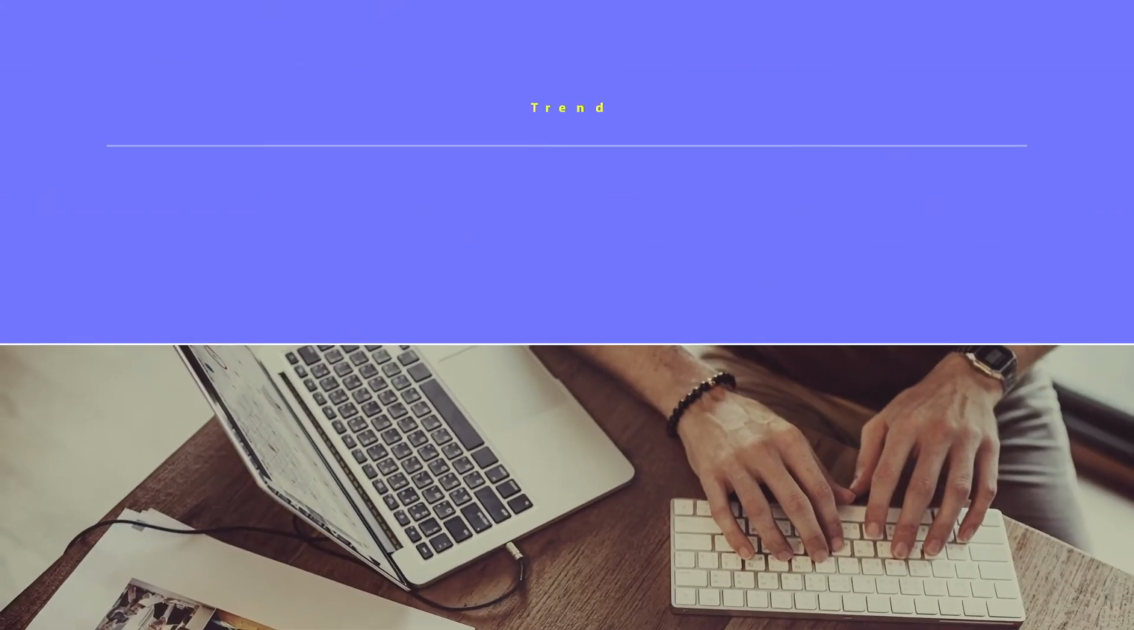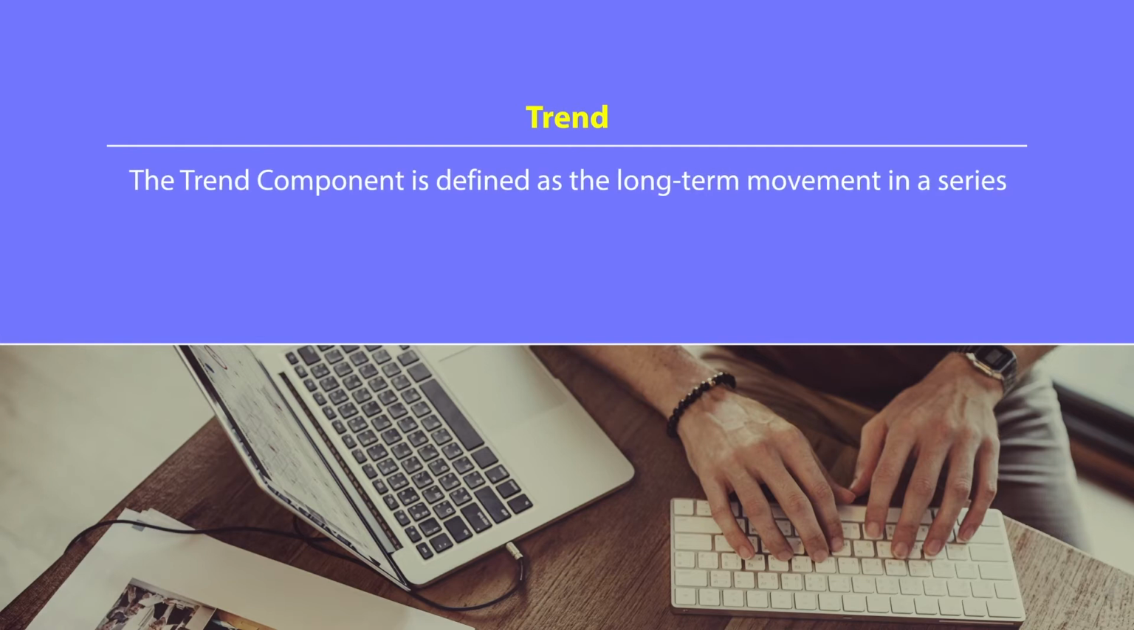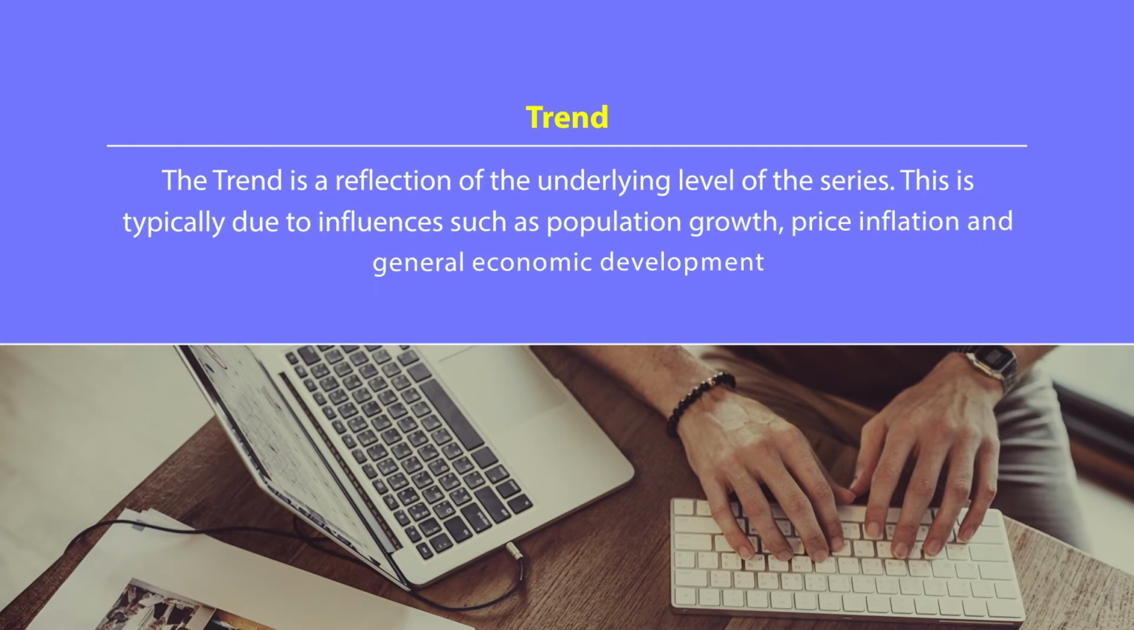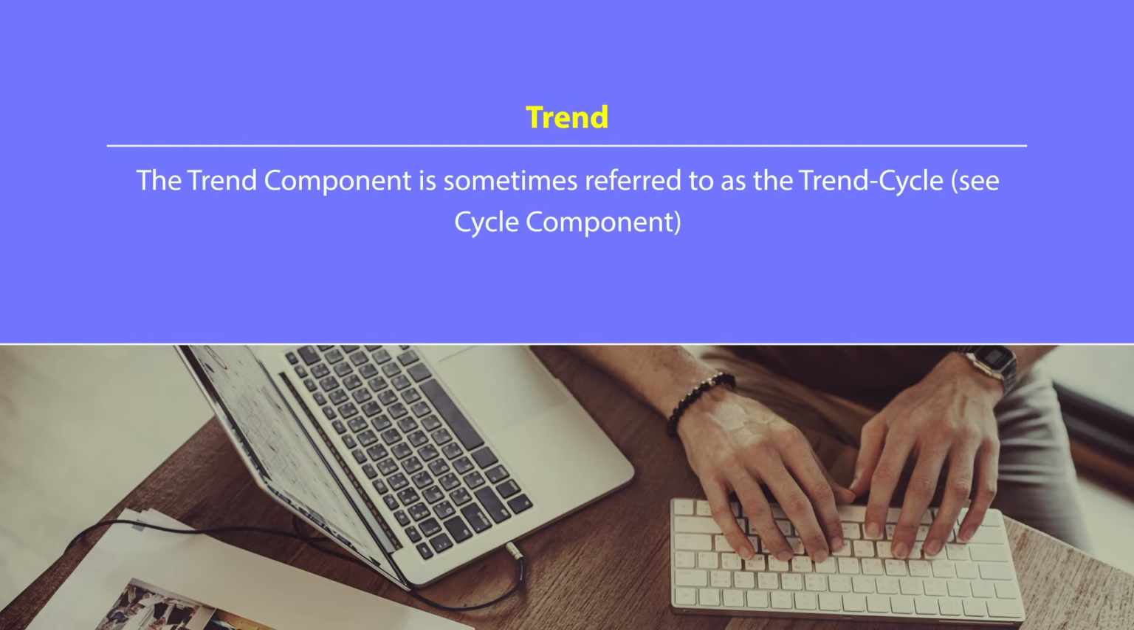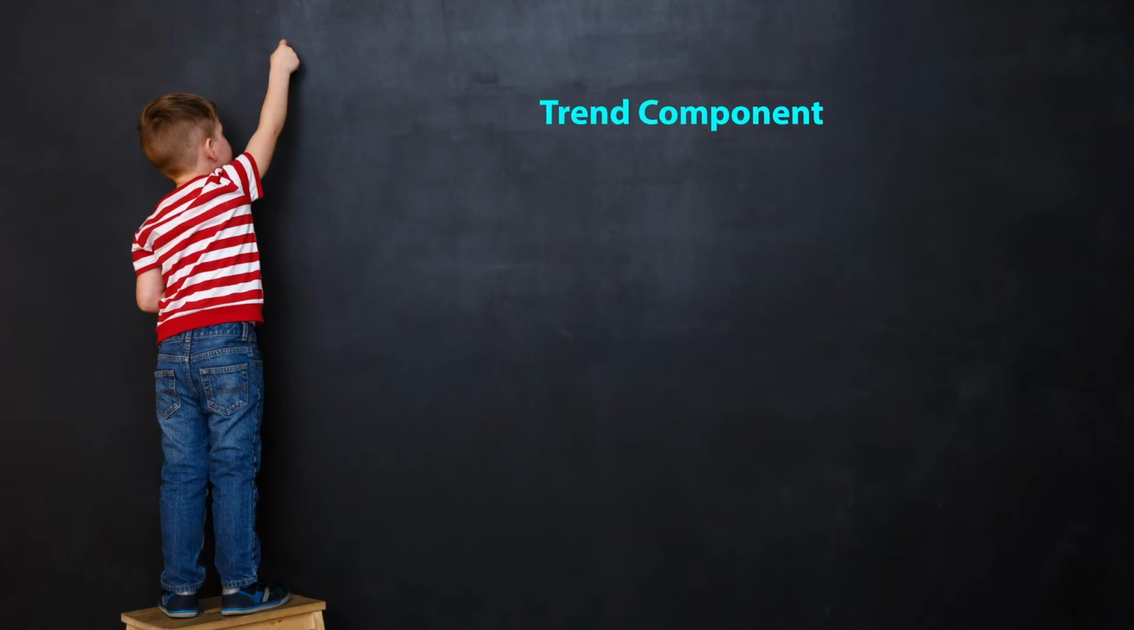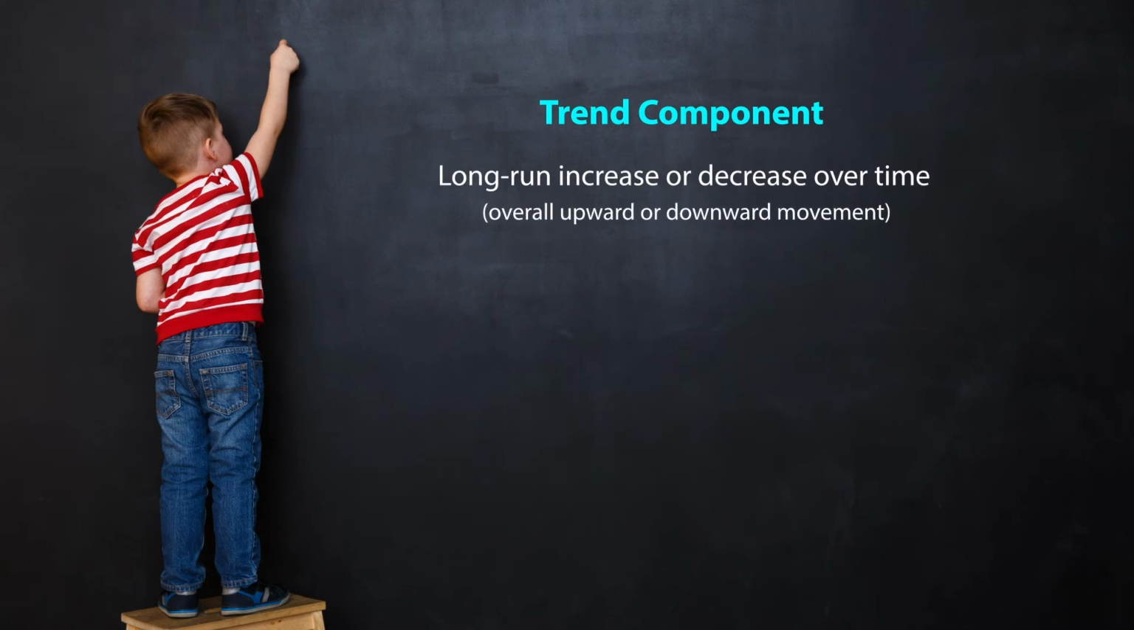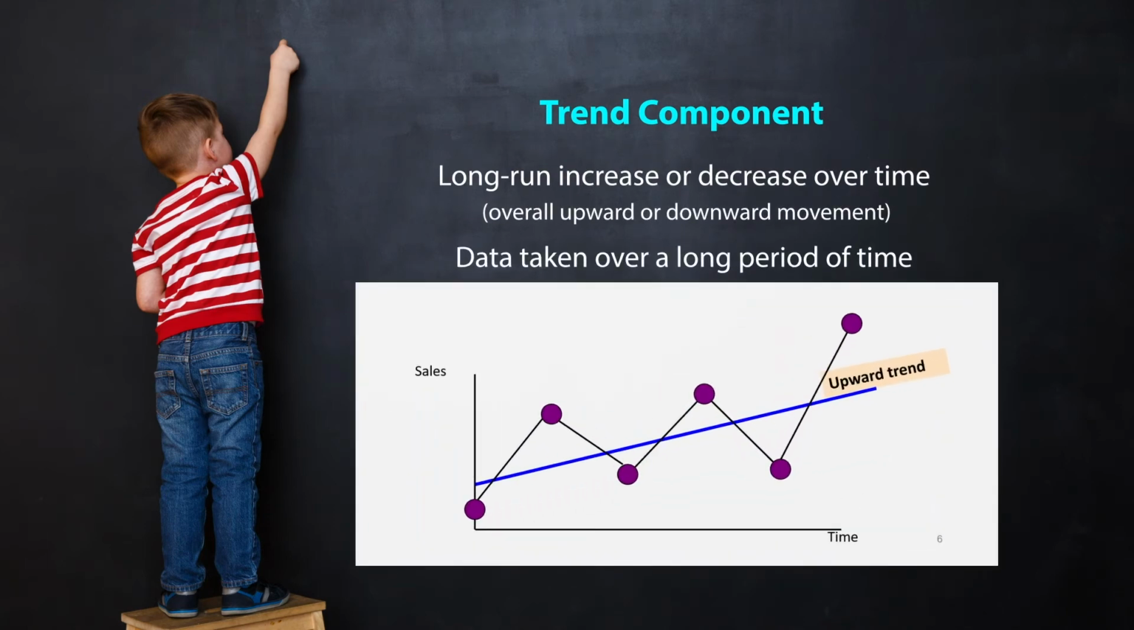So if we talk about the first component, the trend component is defined as a long-term movement. We already have a comparative view, and the trend is a reflection of the underlying level of the series. This is typically due to influences such as population growth, price inflation, and general economic development. And the trend component is sometimes referred to as the trend cycle. And if we see this particular image, I think this image is quite explanatory, where at the x-axis we have time, at the y-axis we have sales, and we have plotted the dots. The first step was plotting the dots on the basis of the values given in the variable, and the moment we have plotted the dots, then we have started putting the lines.